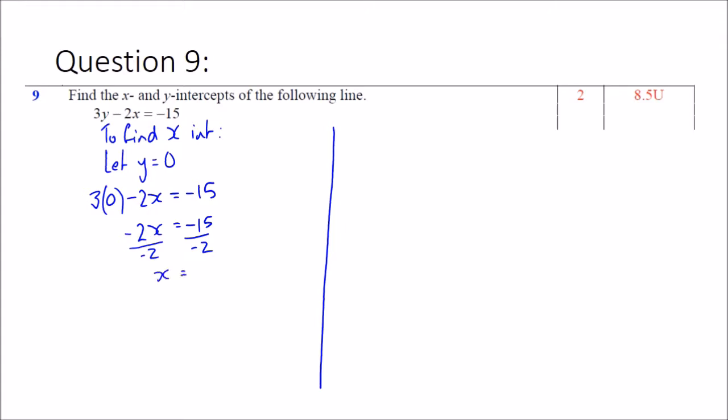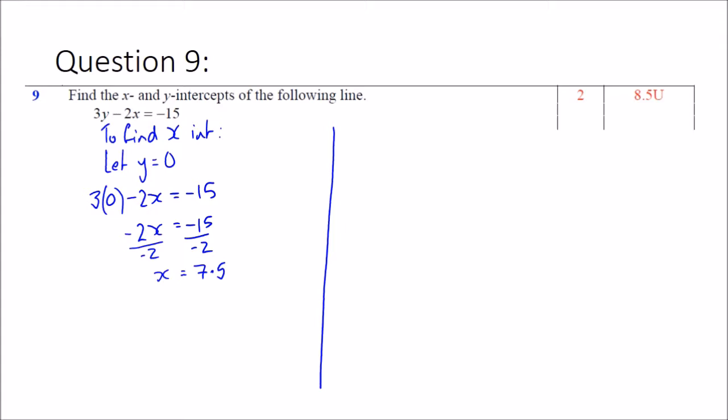Now, this is kind of an annoying one because it is an improper fraction. There's no really nice way of writing this one, so you've either got to write it as a fraction or a decimal. But the negative signs cancel here, so minus divided by minus gives us a plus, and 15 divided by 2, you could write as 15 over 2 or 7.5 or something like that.